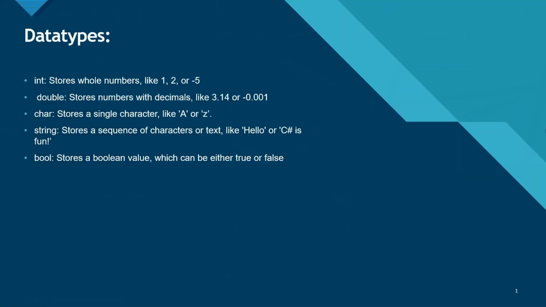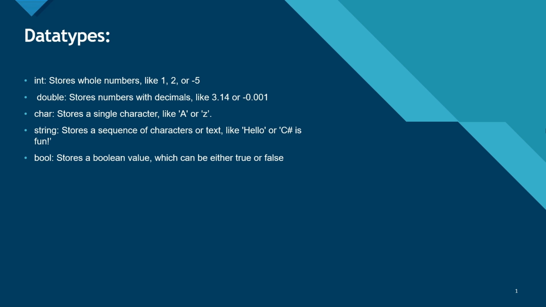In C#, every variable has a data type that defines what kind of data it can hold. Here are a few common data types. Int stores whole numbers, like 1, 2, or -5. Double stores numbers with decimals, like 3.14 or -0.001. Char stores a single character, like a or z. String stores a sequence of characters or text, like hello or C# is fun. Bool stores a Boolean value, which can be either true or false.